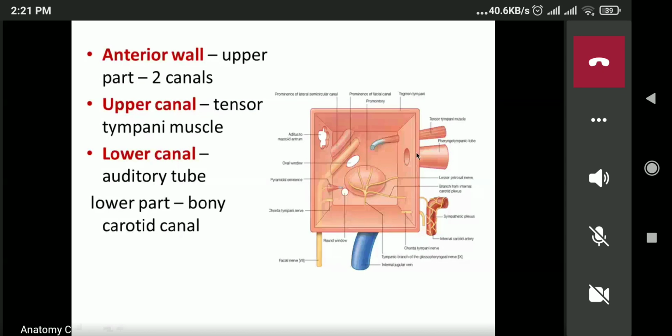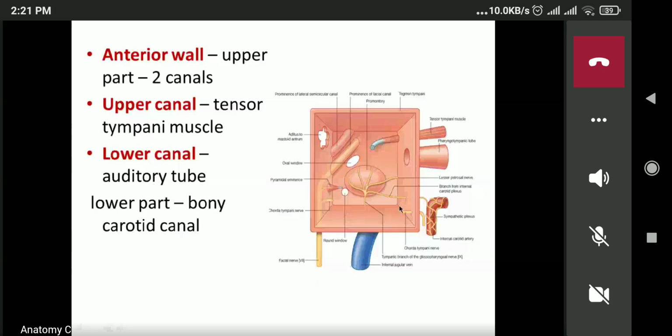So the upper one is the tensor tympani muscle, and in the lower part you will find the auditory tube. Okay, so in the lower part of the anterior wall there is a bony carotid canal which lodges the internal carotid artery. This is the internal carotid artery, present in the lower part of the anterior wall of the middle ear cavity.